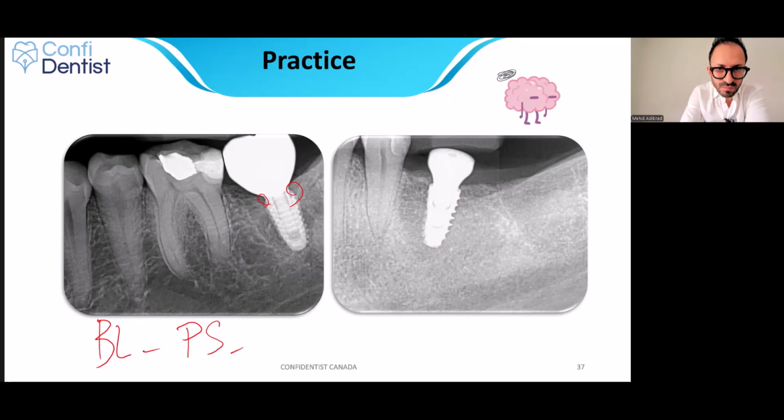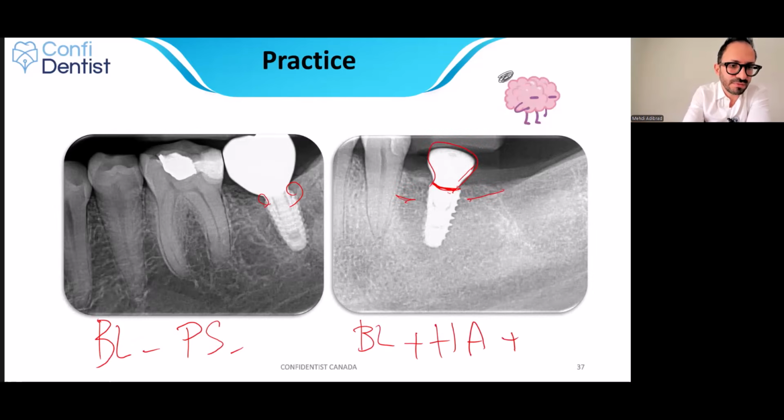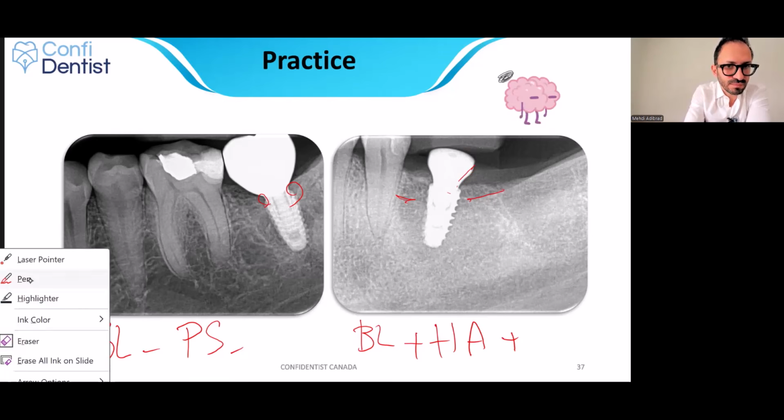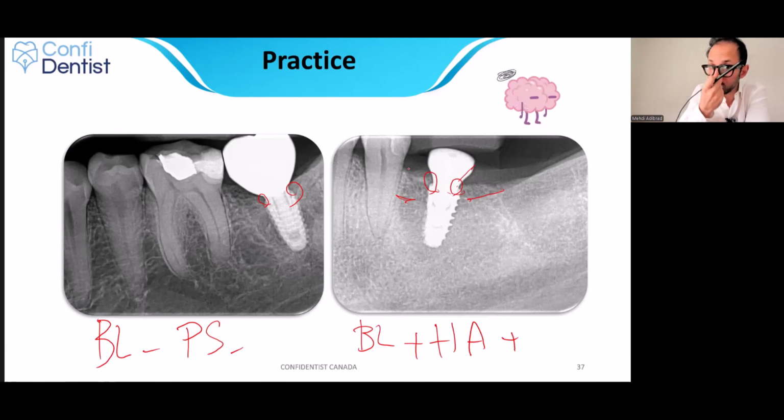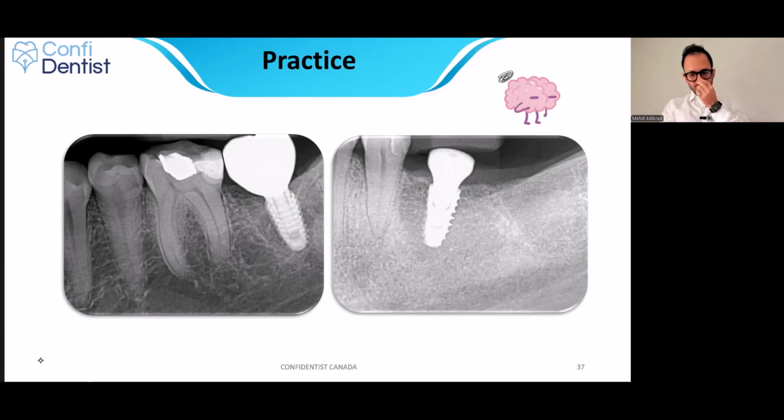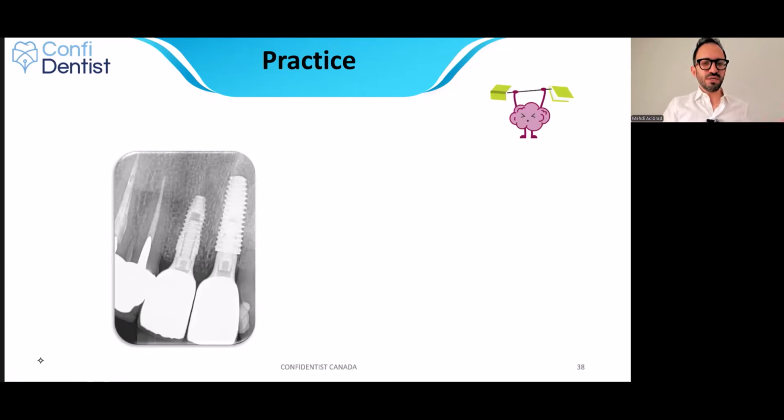Here, you see bone level implant. This is my prosthetic platform. So this is bone level. This is the healing abutment. And if you pay attention, you can see the platform switching. Okay. Both of these implants are Hiossen, but different designs. They have 83, 84.